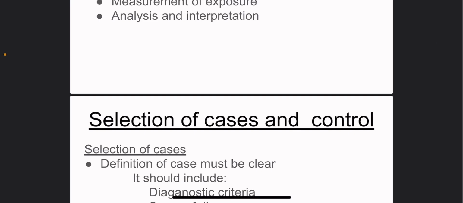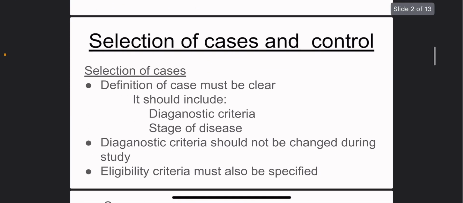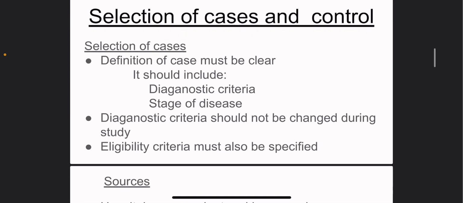So we are moving to the first step, that is selection of cases and controls. In that, we have to select our cases. For that, we need a definition for the case, and it should include the diagnostic criteria and the stage of disease. Also, remember that if you fix a diagnostic criteria, you are not supposed to change it during your study. And also, eligibility criteria must be specified. What are the criteria you put forward to select your cases? That must also be specified.